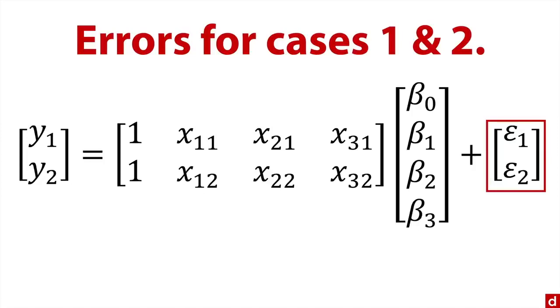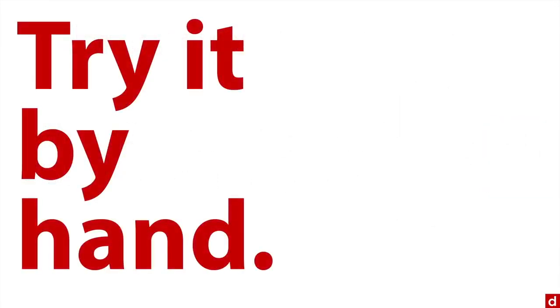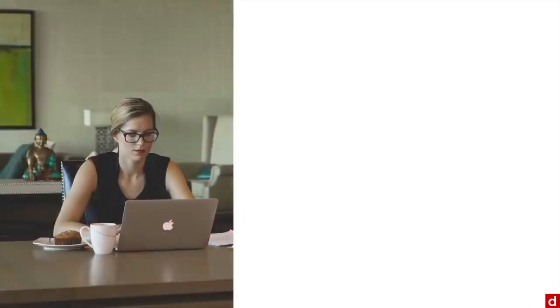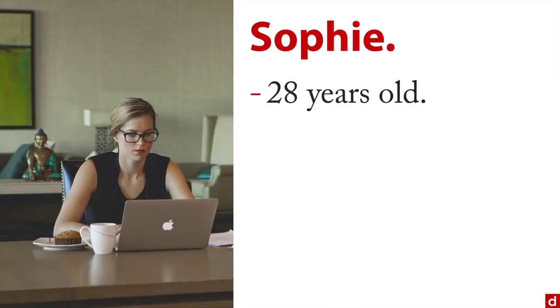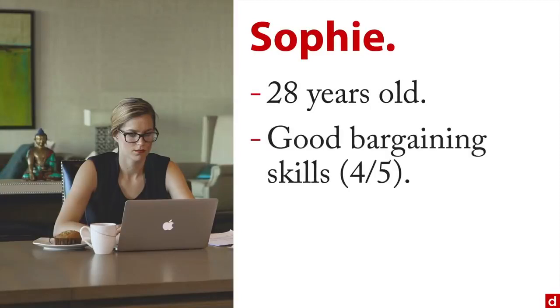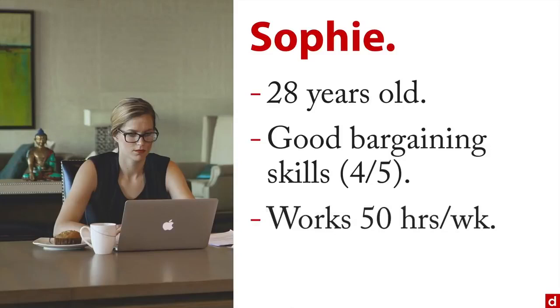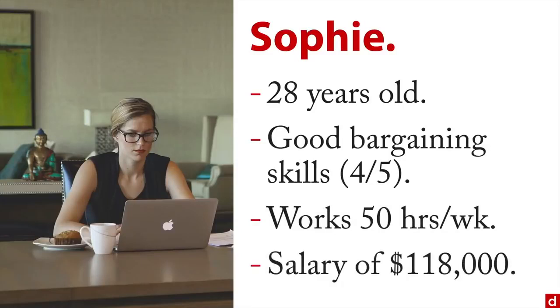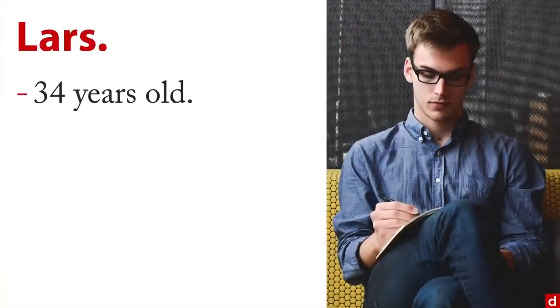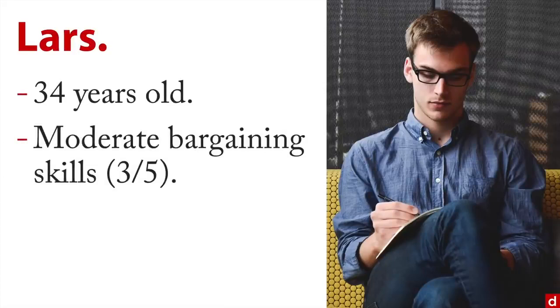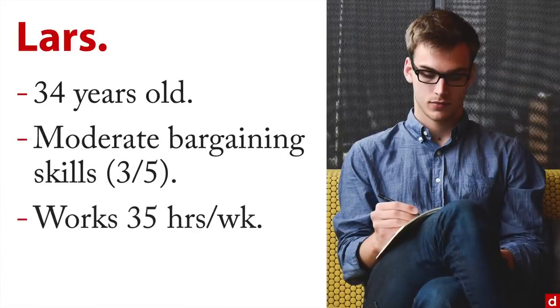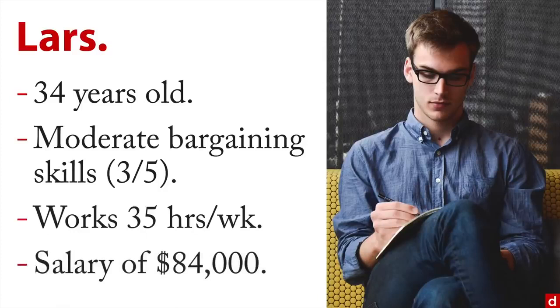Even though you would not do this by hand, it's helpful to run through the procedure, so I'm going to show it to you by hand. We're going to take 2 fictional people. This will be fictional person number 1. We'll call her Sophie. She's 28 years old, has good bargaining skills, a 4 on a scale of 5, works 50 hours a week, and her salary is $118,000. Our second fictional person, we'll call him Lars, is 34 years old, has moderate bargaining skills, 3 out of 5, works 35 hours per week, and has a salary of $84,000.